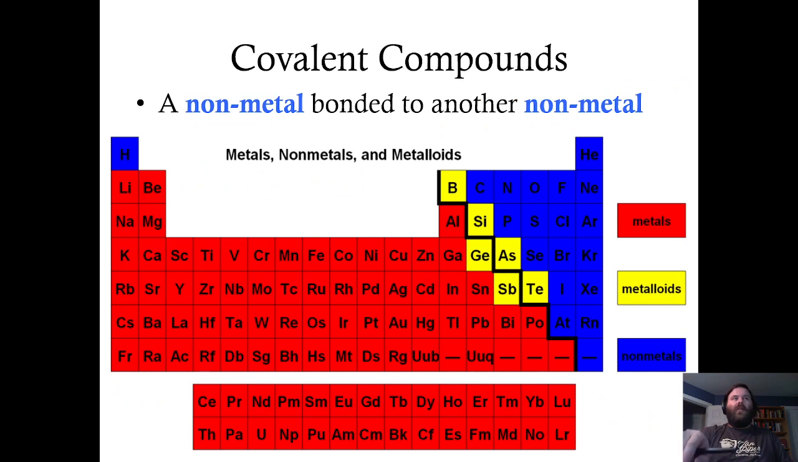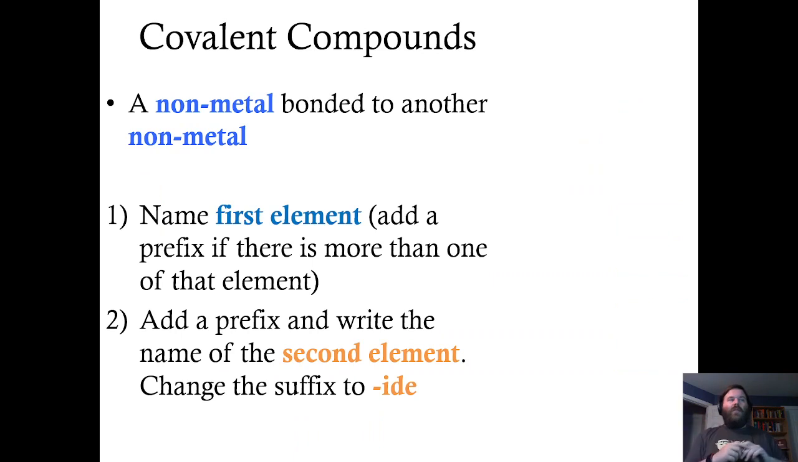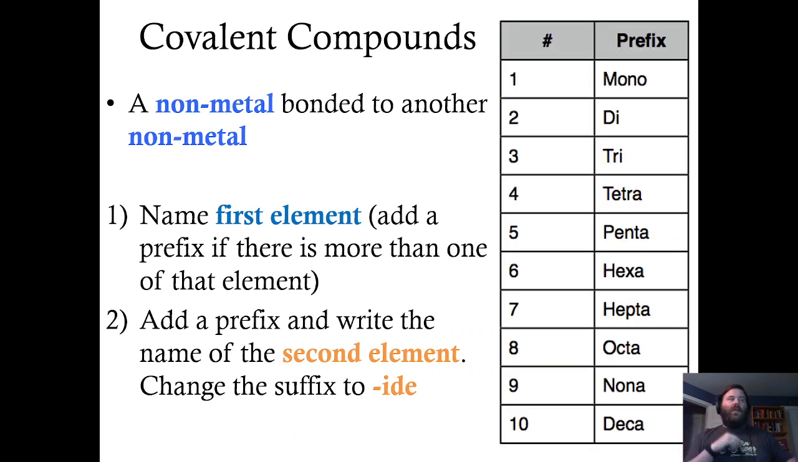Alright, on to covalent compounds. Covalent compounds, I think, are easier. Ionic compounds are probably the hardest ones. Remember, this is nonmetals and nonmetals. There's really only 2 steps. You say the first element and then the second element, and then you just add prefixes like the ones we have over here to say how many of them there are.